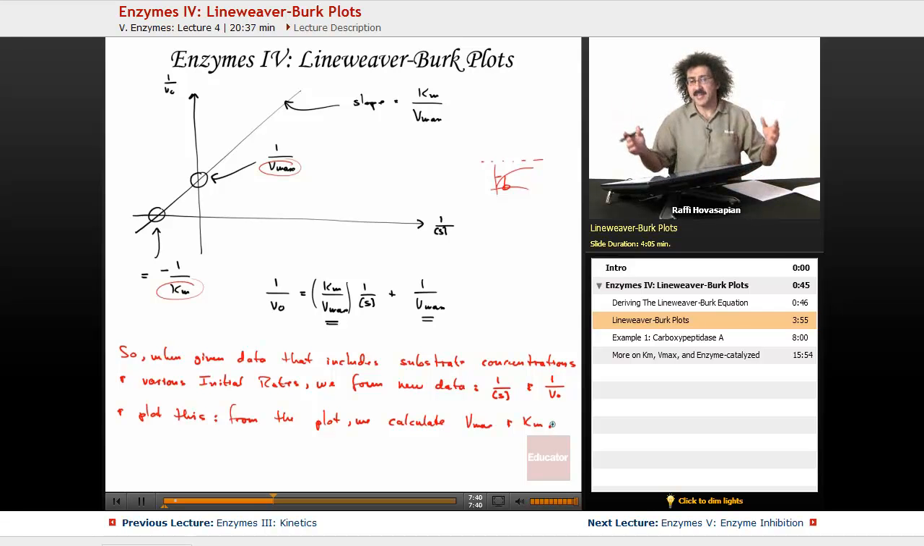Pretty standard when dealing with a new enzyme. You've purified a new enzyme. One of the first things you do is you run these initial rate experiments, and you find its Km and you find its maximum velocity under a certain set of conditions and for that particular substrate. That's it. It's literally that simple.